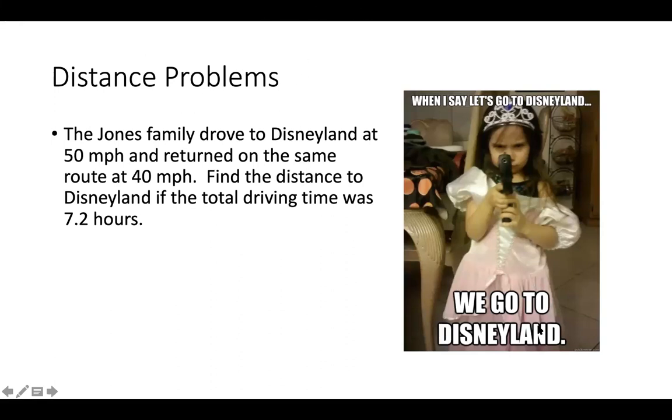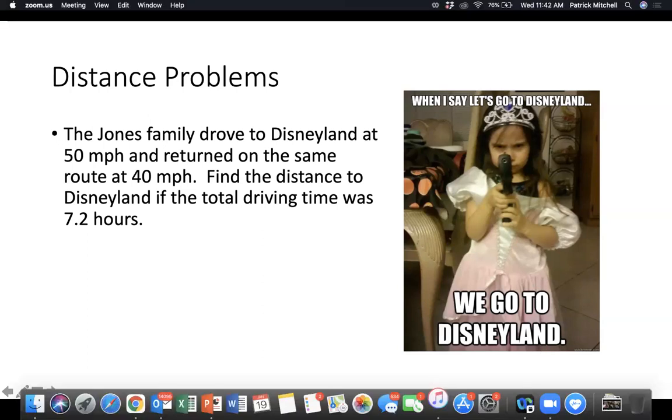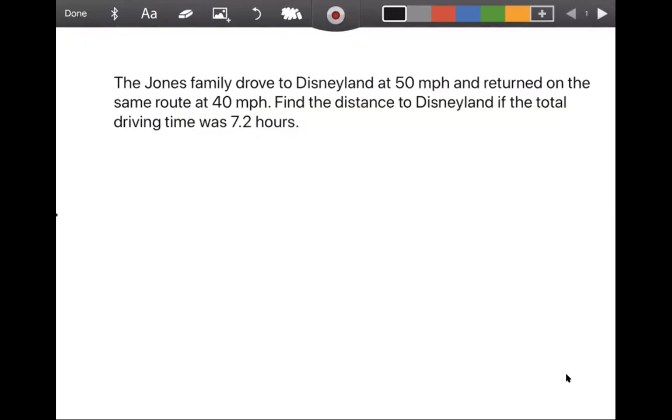Okay, so I'm going to switch over to the tablet. All right, so here's that problem, and I'm going to show you how we set these up. Remember a few sections ago, we talked about the formula distance equals rate times time. The reason I'm writing it like that is because I'm going to make that into a chart.